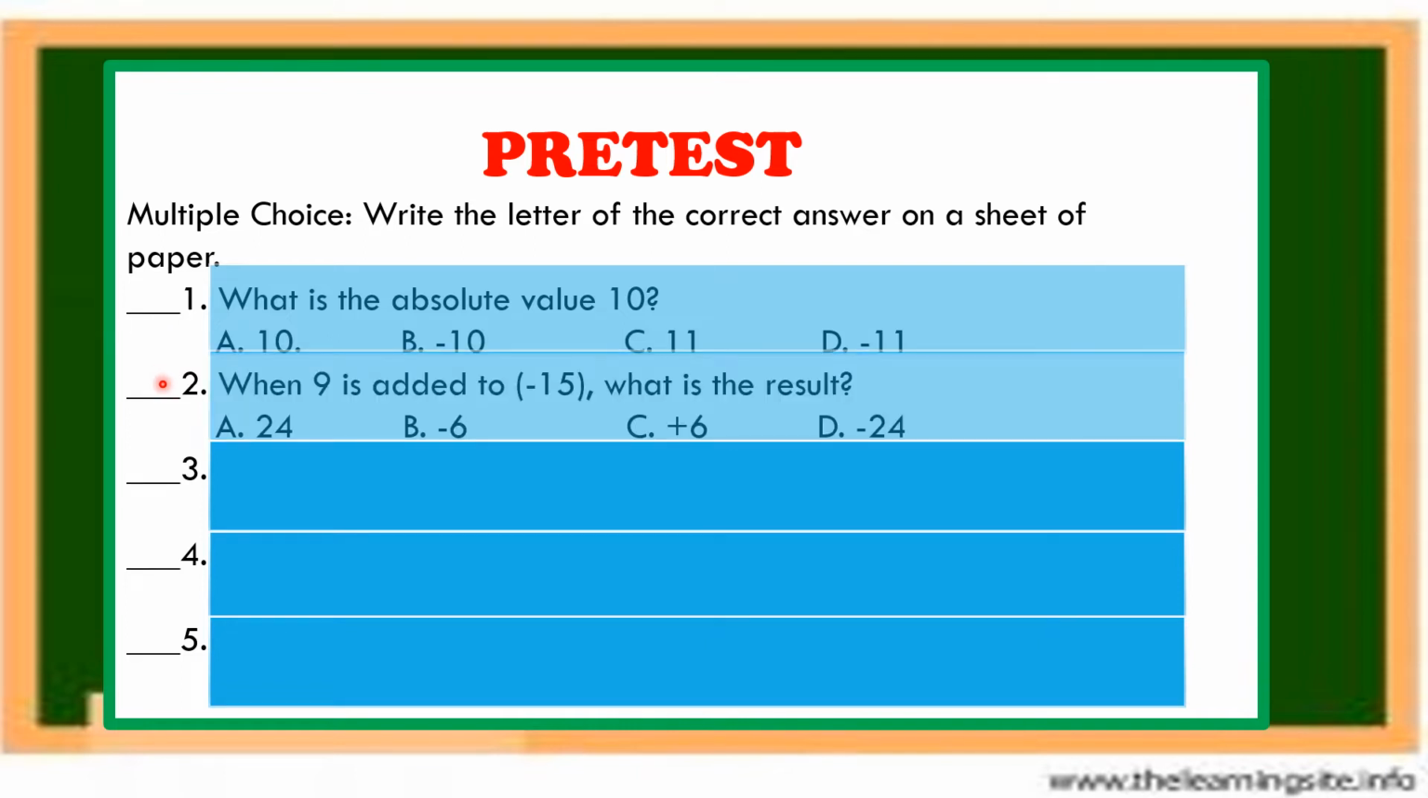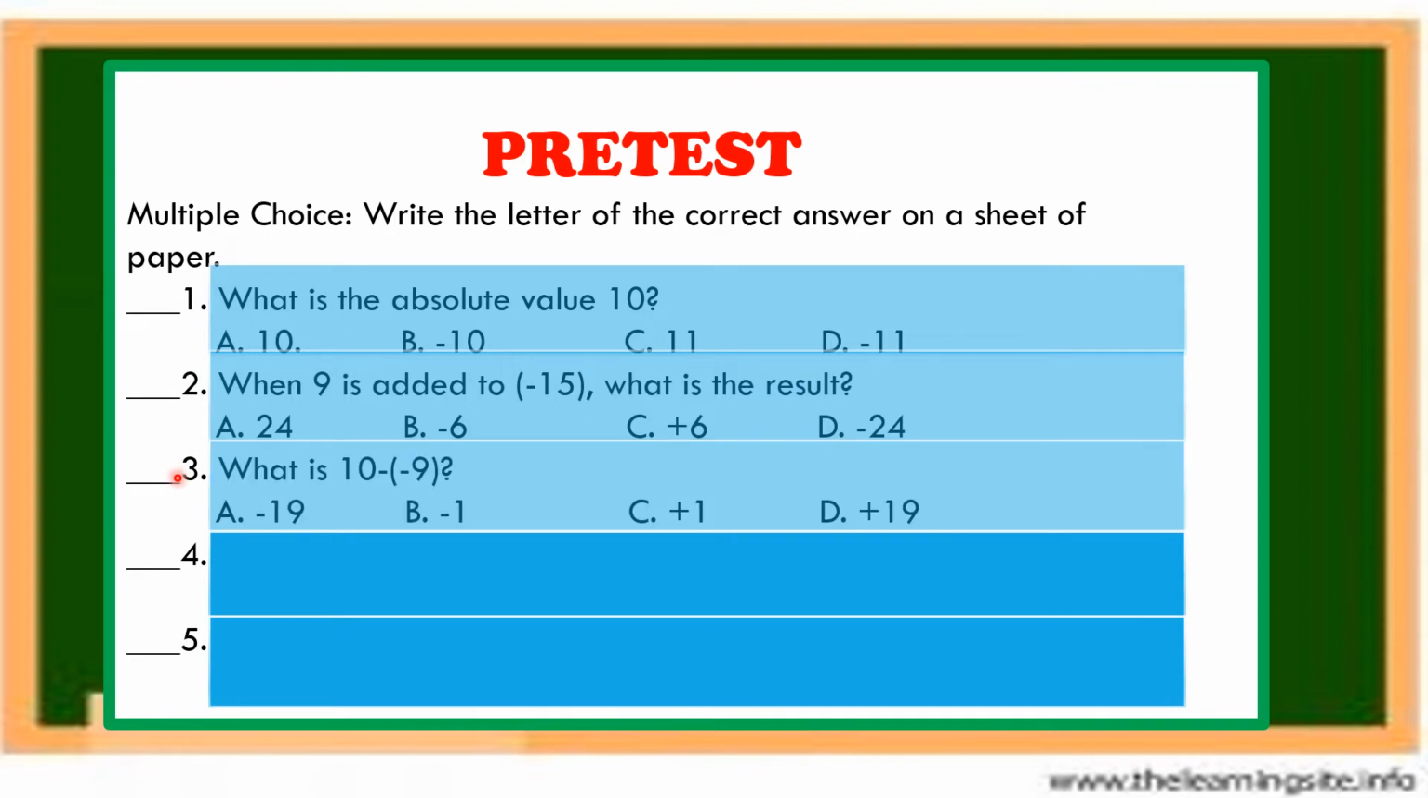Number 2. When 9 is added to negative 15, what is the result? Letter A, 24. Letter B, negative 6. Letter C, positive 6. Letter D, negative 24. Number 3. What is 10 minus negative 9? Letter A, negative 19. Letter B, negative 1. Letter C, 1. Letter D, positive 19.